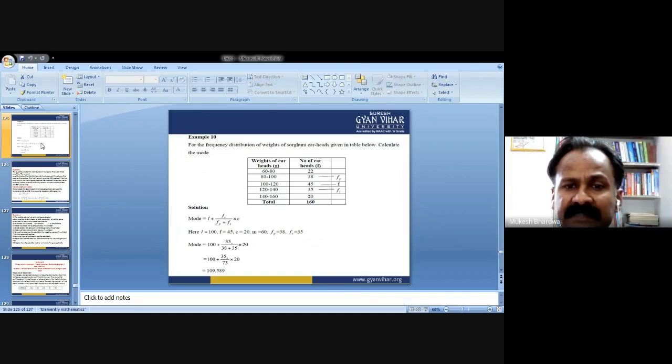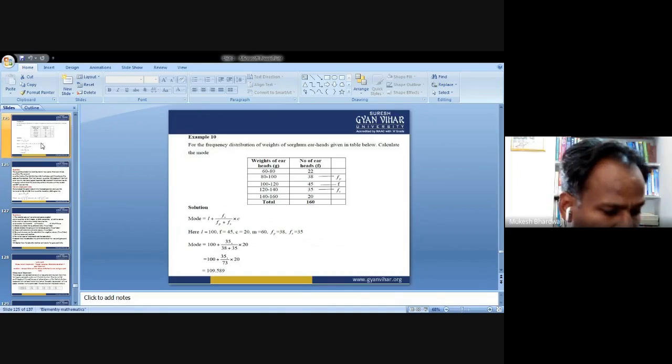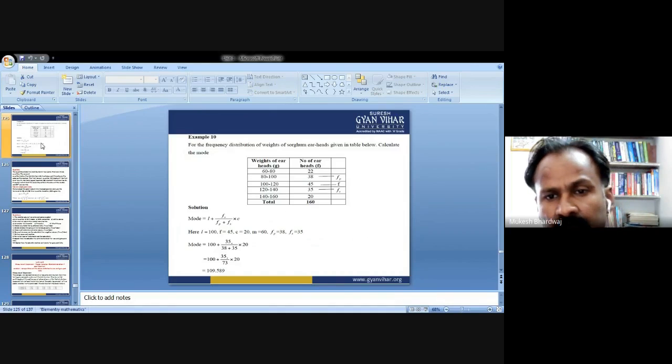So L is the lower limit of the modal class, so L equals 100, and F equals 45, that is the highest frequency. C equals the difference of the modal class, that is 120 minus 100, which comes out to be 20. Fp equals 38, that is the frequency preceding the modal class, and Fs is 35, that is the frequency of the class succeeding the modal class.